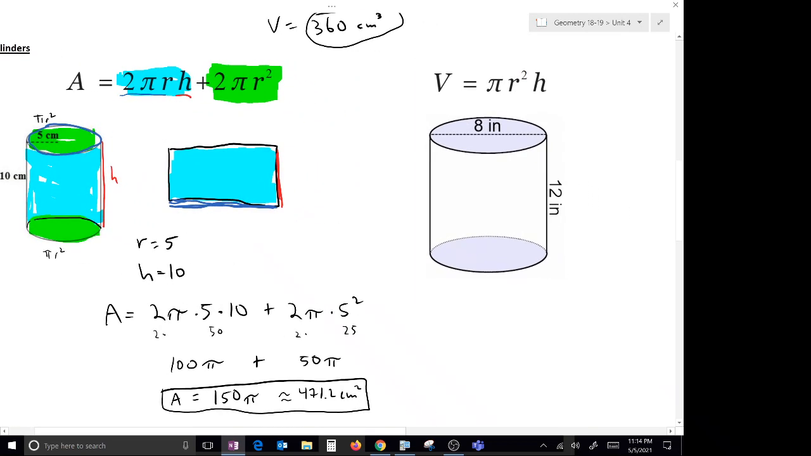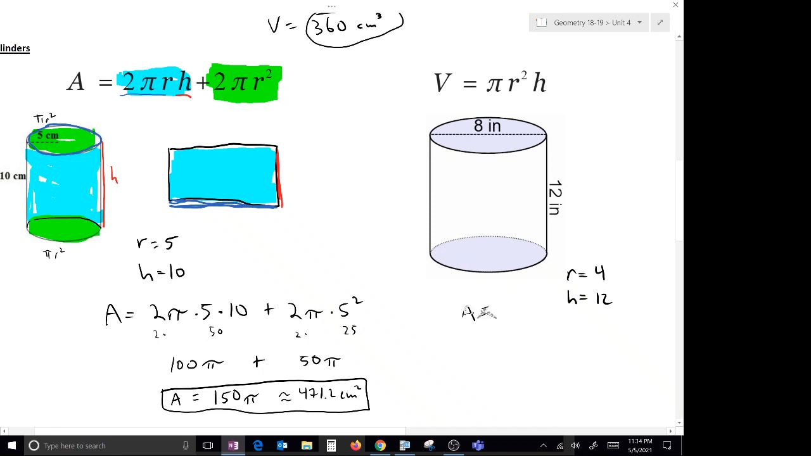Could do the same thing for the second one. Well, first I need to find the radius. Radius in this case is going to be 4 because they give us the diameter. Diameter is all the way across, so radius is half of that. The height is 12.